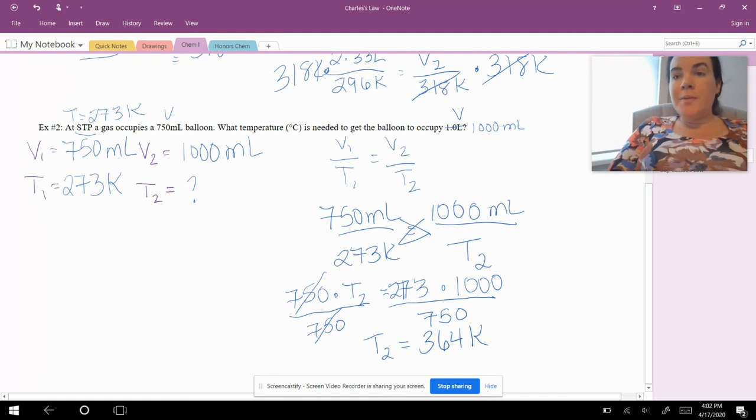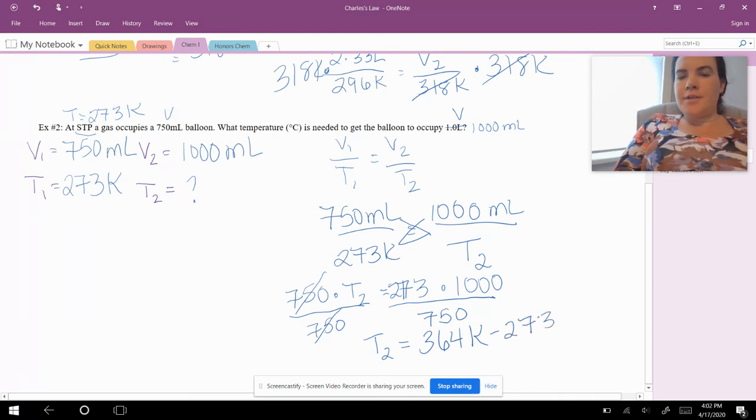Now normally we would be done, but this specific problem says what temperature in degrees Celsius. So if it asks for Celsius, you have to convert back, which means we subtract 273. If it doesn't say that, you don't have to do this part, but this one you do. Minus 273 gives you 91 degrees Celsius, and that's our final answer.